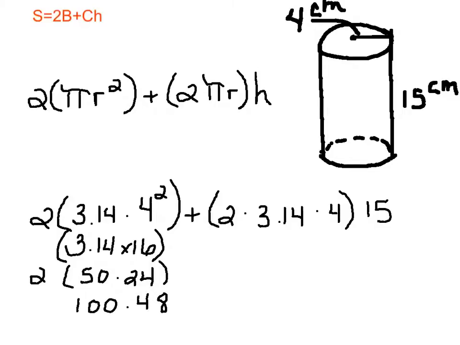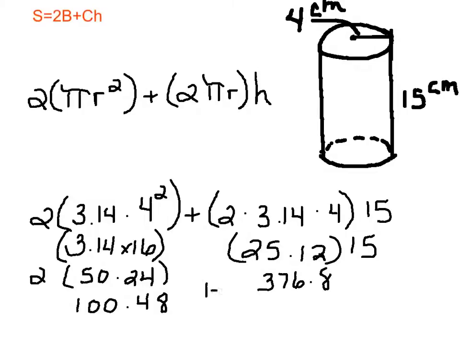And then over on this side we have 2 times pi times 4. That's going to be 25.12 times 15. You can see why you're allowed to use calculators in class. And that's going to be 376.8. You're going to add these two together, and your final answer comes out to be 477.28, which we can round to just 477. And of course it's area, so you're going to express it as centimeters squared.